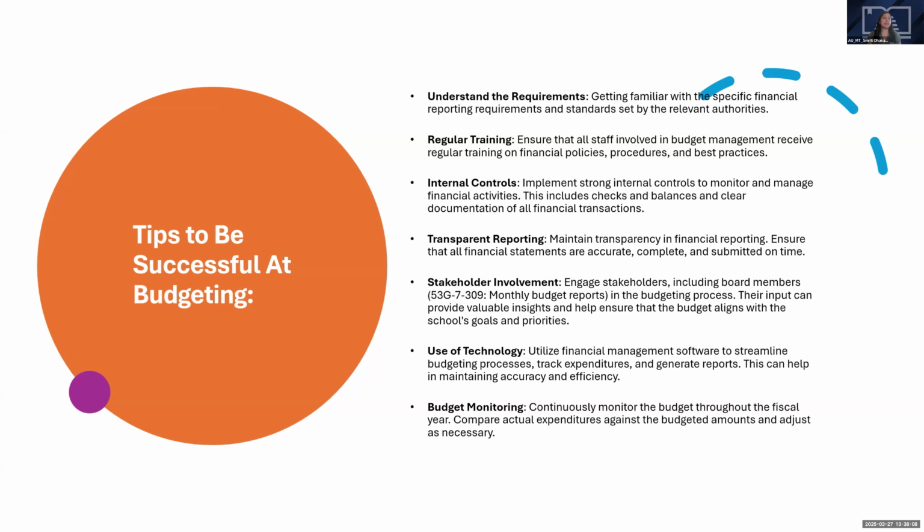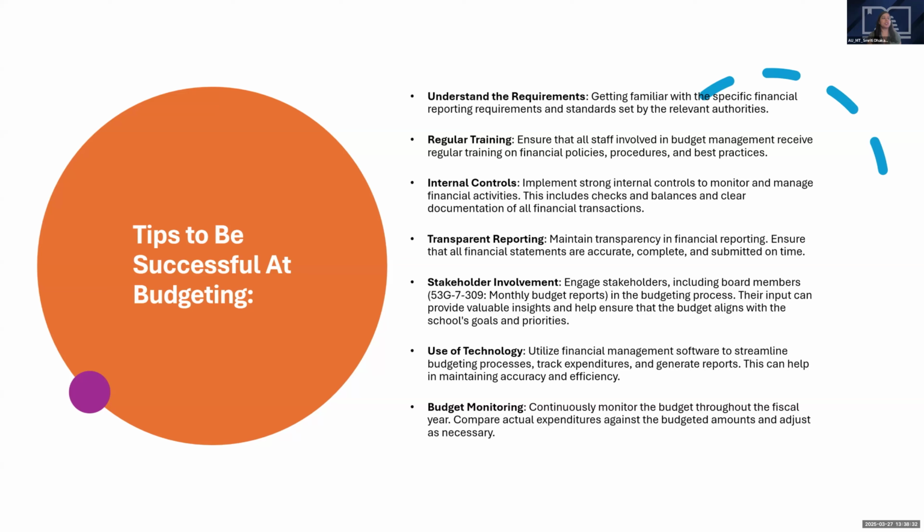And then internal controls, basically implementing strong internal controls to monitor and manage financial activities. This includes checks and balances and clear documentation of all financial transactions. And transparent reporting, maintain transparency in financial reporting, ensure that all financial statements are accurate, complete, and submitted on time.